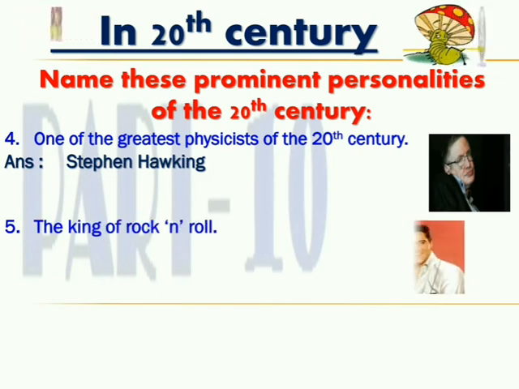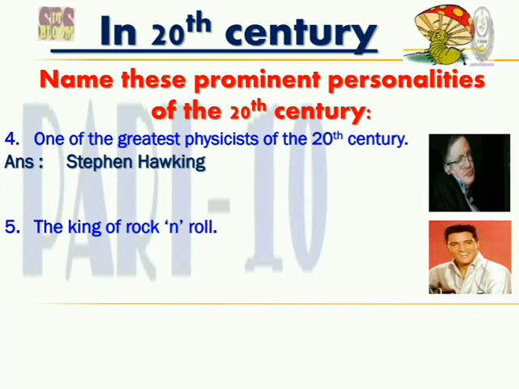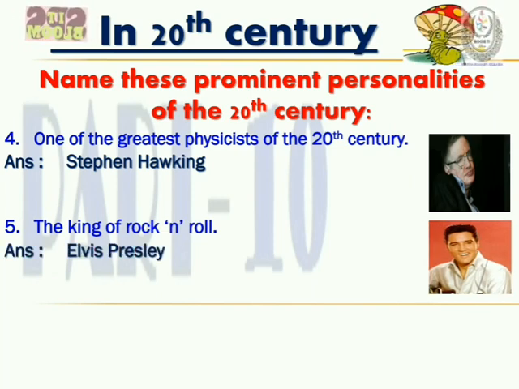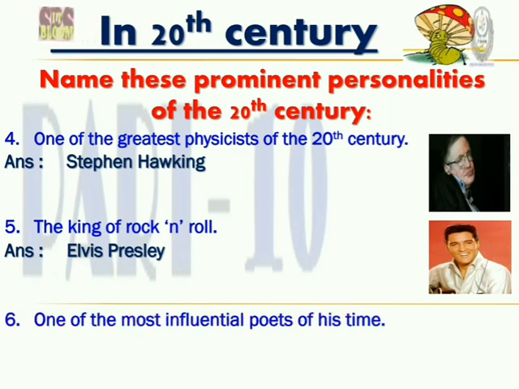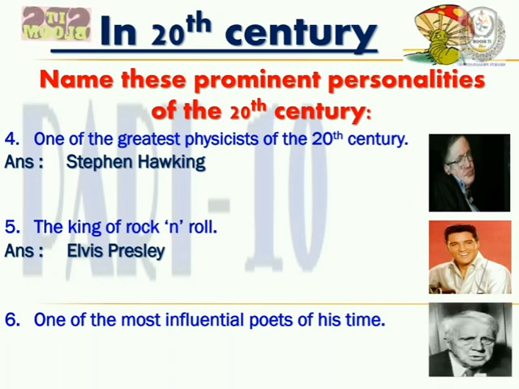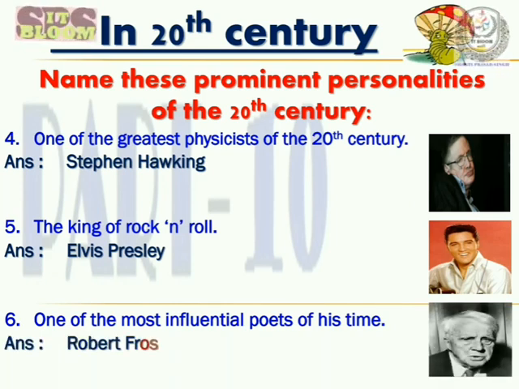Fifth number, the king of rock and roll. Here is the picture. The answer of this one is Elvis Presley. Sixth number, one of the most influential poets of his time. Here is the picture. And the answer is Robert Frost.